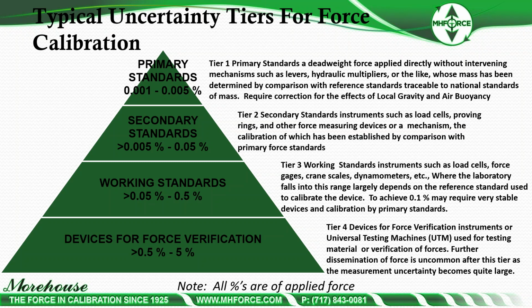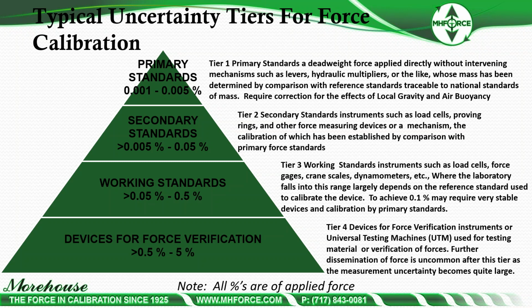And then the next one are your working standards, which usually are calibrated with secondary standards, though sometimes they're calibrated with primary standards as well. And instruments such as more load cells, force gauges, crane scales, dynamometers, where this may be something where somebody says I need 0.1% of full scale. That would not be an ASTM cal, it would be another cal, but it falls within that realm. And then you have your tier 4 devices, which are used for verification instruments, universal testing machines for testing material or verification forces, and typically vary 0.5% to 5%.